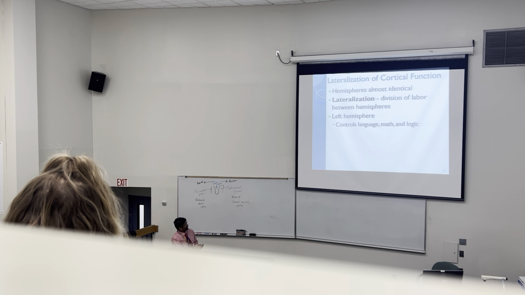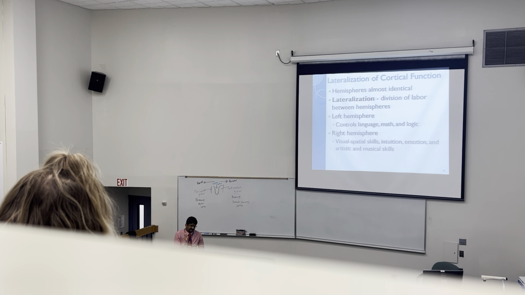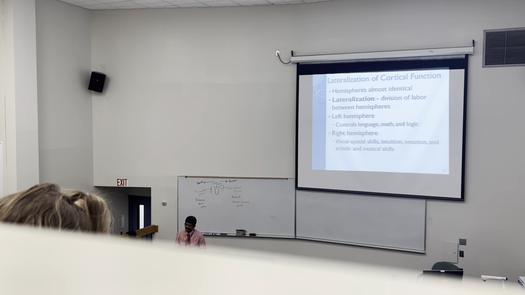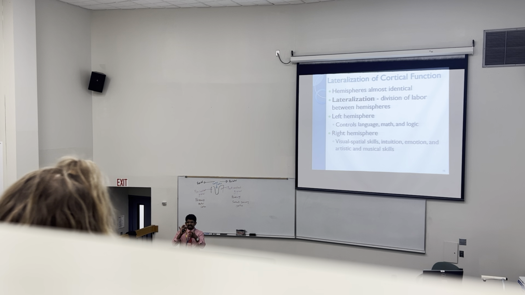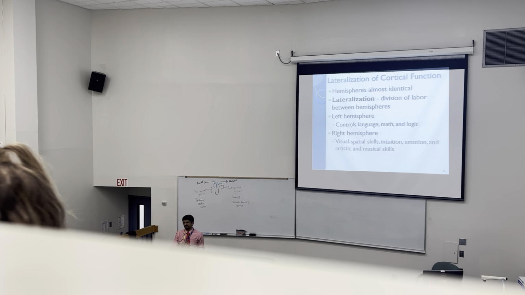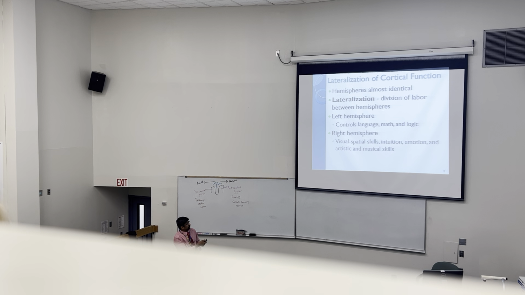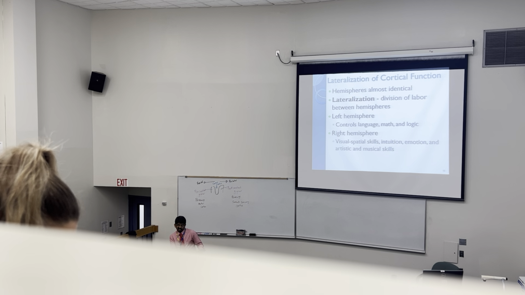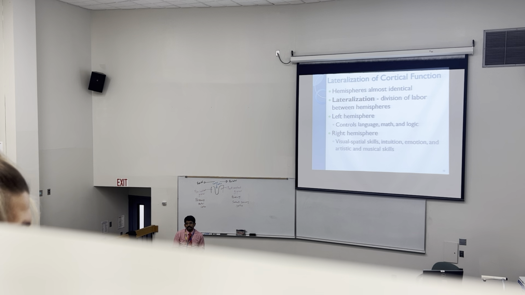The left hemisphere controls language, math, and logic, while the right hemisphere is for emotional, music skills, artistic skills, and visual spatial skills. That means somebody who can picture objects in a space, right? If you're good at packing, you have good visual spatial skills. Previously, it was thought that if you're good at math, for example, you were left-brained and then you were not good at music. That's completely untrue.